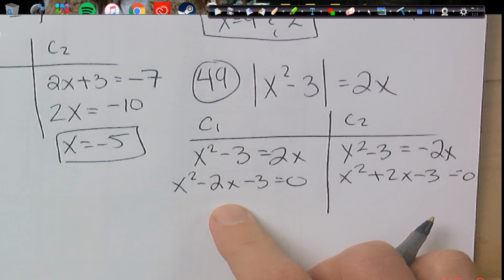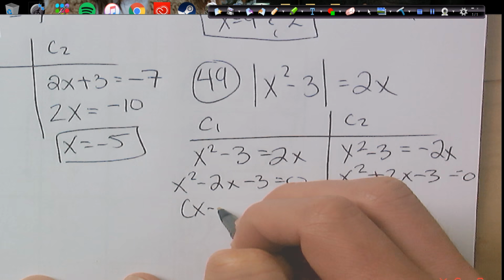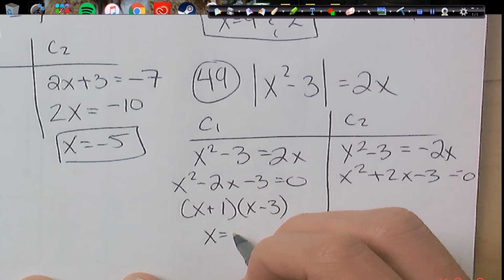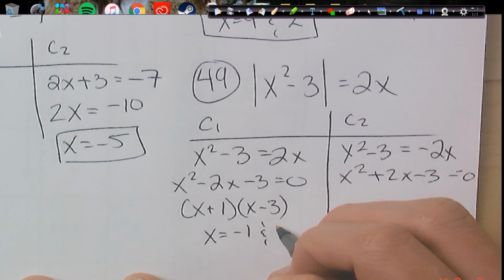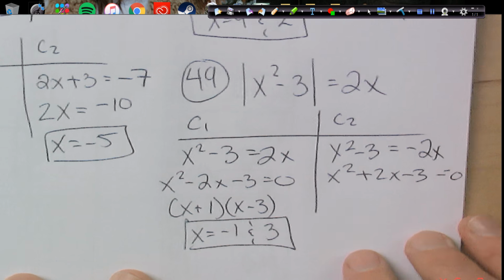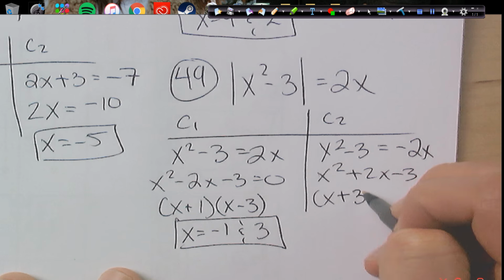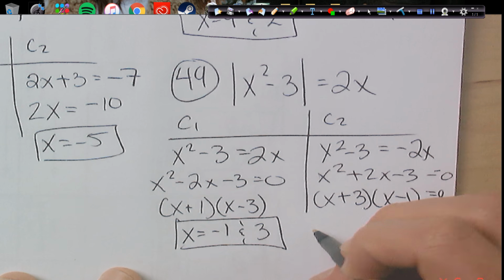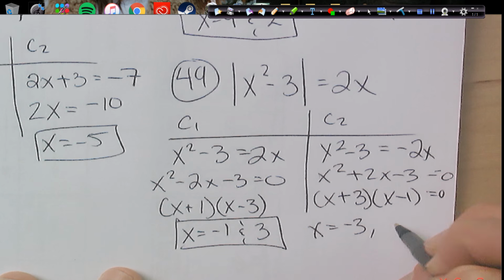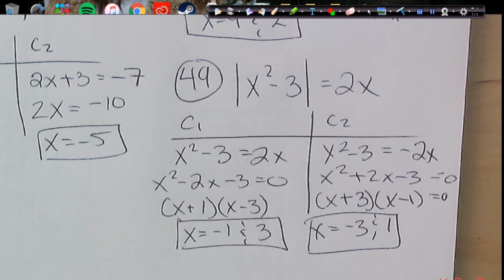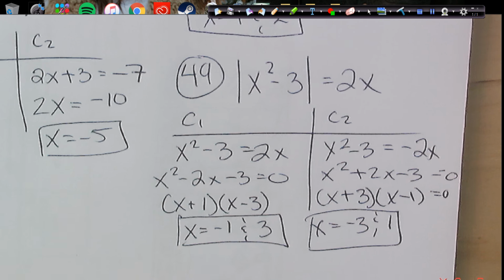Over here, we're going to go ahead and factor that. So negative 3 adds to negative 2. That's going to be x plus 1 and x minus 3, which gives me the answers of x equals negative 1 and positive 3. Over here, we have a negative 3 but a positive 2, so that's going to be x plus 3, x minus 1, and so we're going to get the opposite: x equals negative 3 and positive 1, which is kind of a mouthful, but that's what we get. All right. Bada bing, bada boom.